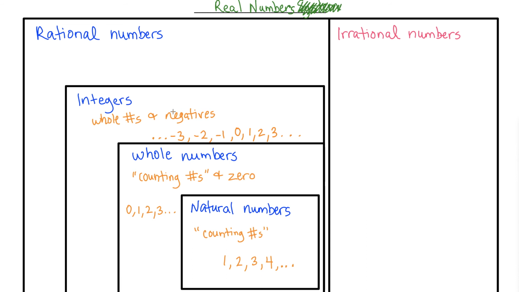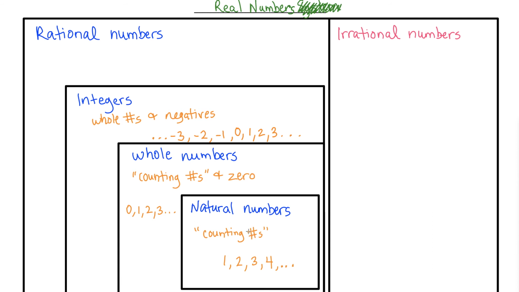So -2 is an integer. That means it's natural and it's real. It's not irrational. -2 is rational, so it's not irrational. This -2 or this -1, they are not whole numbers. They're not natural numbers. This +2 is actually a whole number, is actually a natural number.